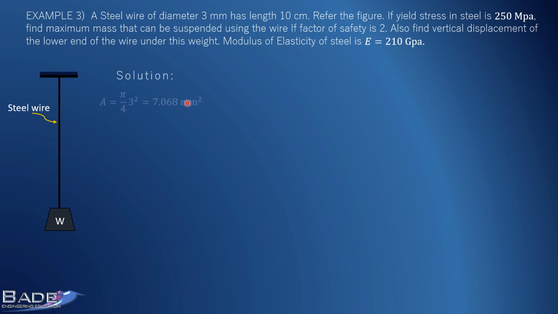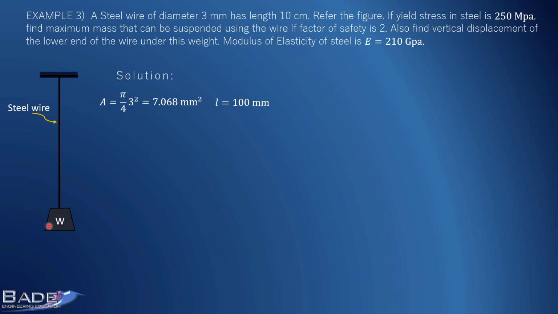Write data first. Area pi d squared by 4, diameter is 3 millimeters, length 100 millimeters, it's given 10 centimeters, but remember in our calculations we are going to use forces in Newton, dimensions in millimeters. Okay, let's proceed. Also find vertical displacement of the lower end of the wire under this weight.